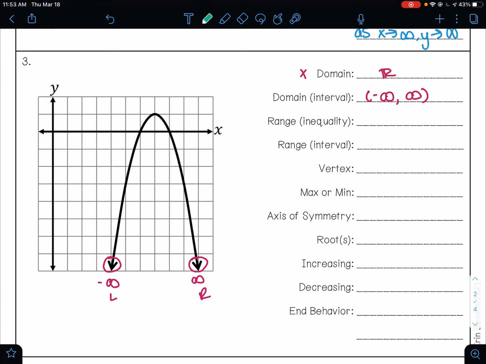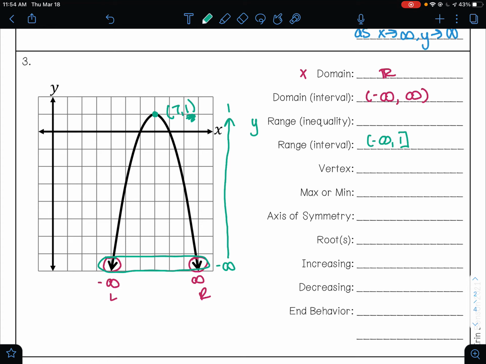Your range is your y values from the bottom of the graph to the top of your graph. This graph is going down forever, so that's going to negative infinity. The top of this graph is the vertex. Here our vertex is at the point 7, 1. So my y value here is 1. So my range is from negative infinity to positive 1. 1 is included because it's on a solid line. Infinities are never included because we can never get there.